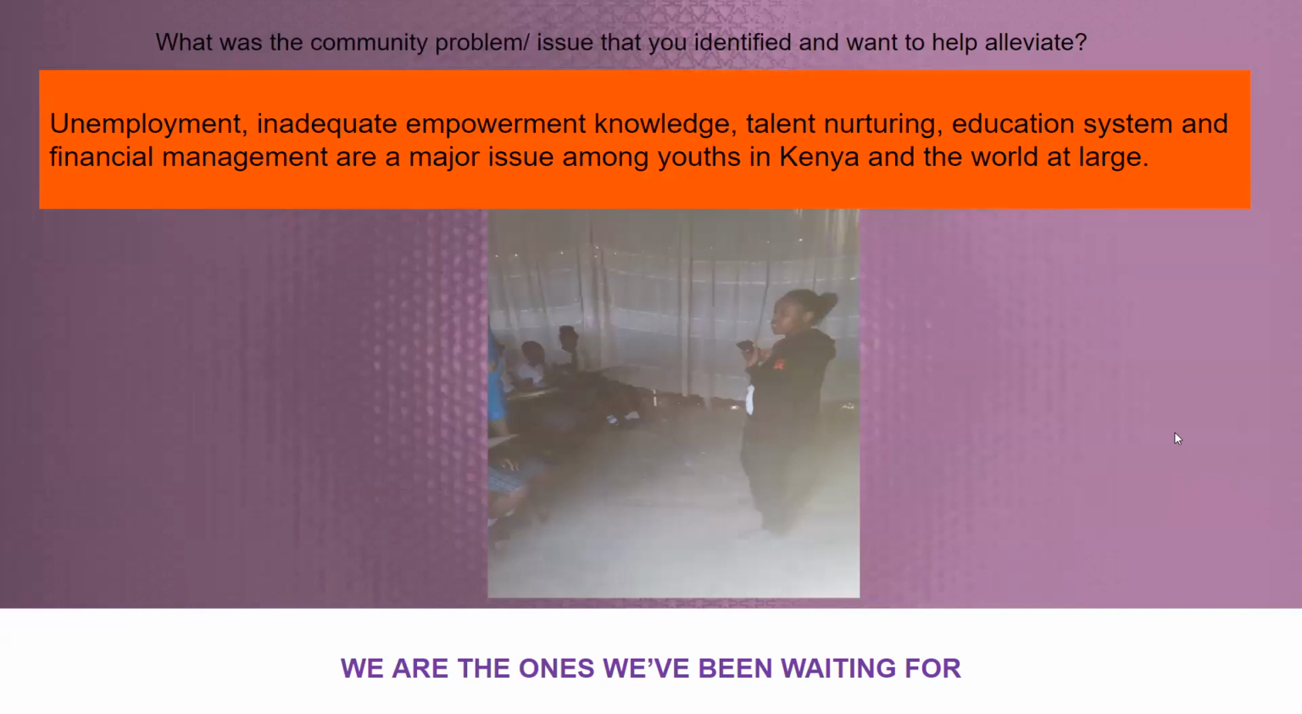So basically, my project focused on this problem in the community, whereby we as youths, considering that we are 75% of the population in Africa as well as in Kenya, we are the majority, but still we are the ones who are misplaced and not considered in our systems. Especially from the basic thing that's considered our right, the education system, which is failing us in many ways. And so it ends up bringing all these issues: unemployment, inadequate employment, talent nurturing, an education system really wanting, and even financial management as a major issue among youths in Kenya and the world at large.